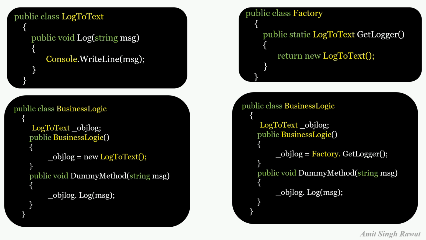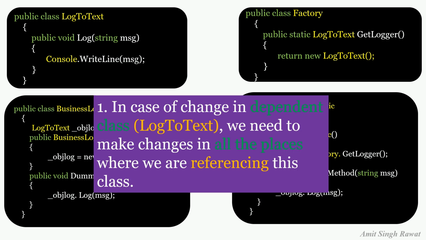That's it. So if you look at the code closely, this will resolve problem statement 1. In case of a change in the dependent class, LogToText, we need to make changes in all the places where we are referencing this class. Now if multiple classes are using the LogToText class with a default constructor and there is a change in the constructor, then we only need to make modification within our factory class. So that will be our central point.